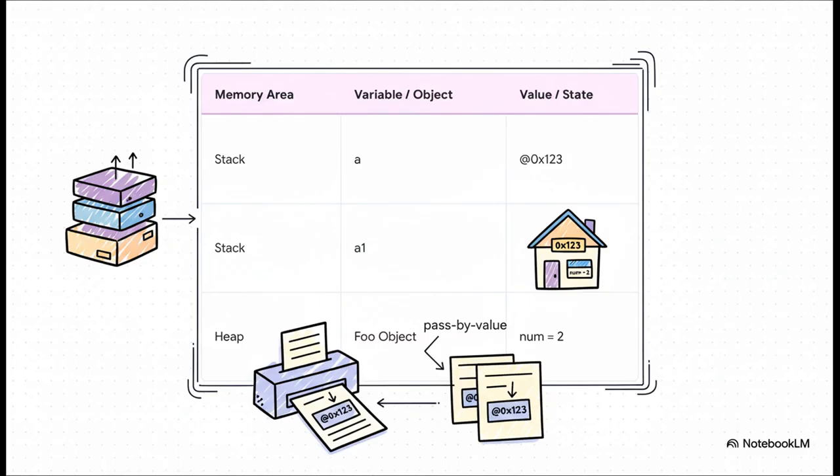And the result? The object on the heap itself, the actual house, is now changed. Its num field is 2. And since both the original reference a and the method's reference a1 point to this one object, the change is visible everywhere. This is exactly why it feels like pass by reference.